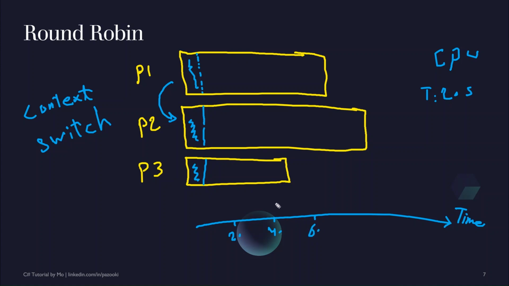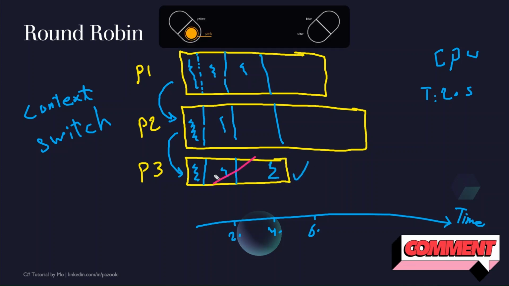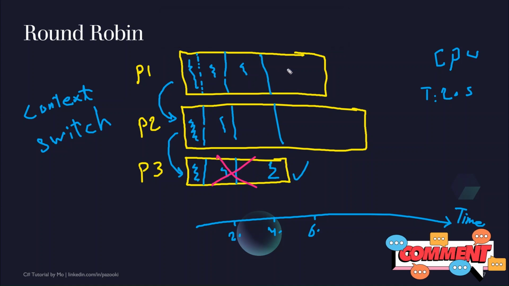As a quick reminder, during a context switch, the CPU needs to remember the previous progress, so it stores the executed line number in the program counter, PC, as mentioned before. The CPU continues its work until one of these processes is completed. In this case, it's P3. Then the CPU continues its work until all of these processes are completed.